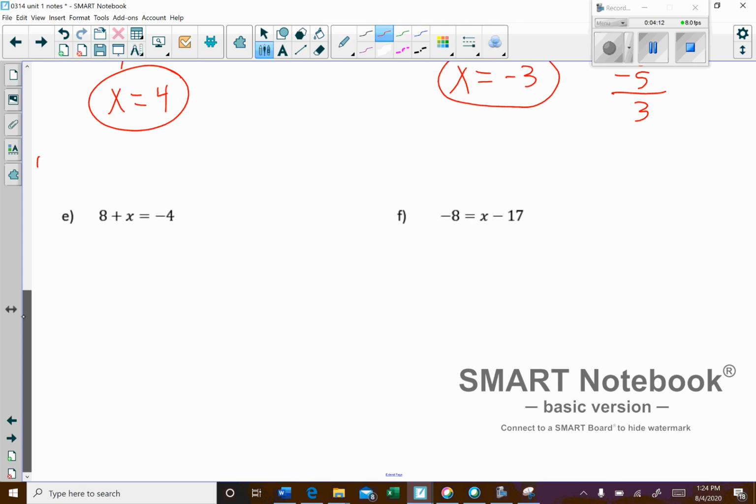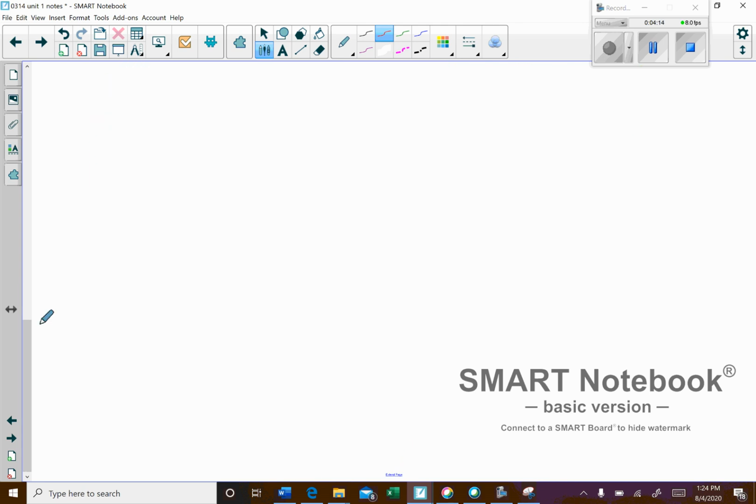Okay, the last two we're going to look at on this page, they just kind of are set up a little different. So you see this time I have the 8 and then plus x equals negative 4. If you don't like that, you can switch the order and write it as x plus 8 equals negative 4 if you want. Addition is commutative, which means you can swap it if you want. Okay, I can't say the same for subtraction, though. You can't swap those.